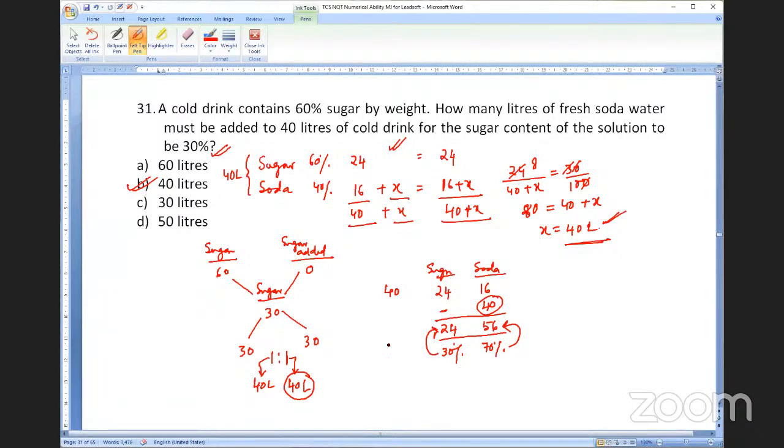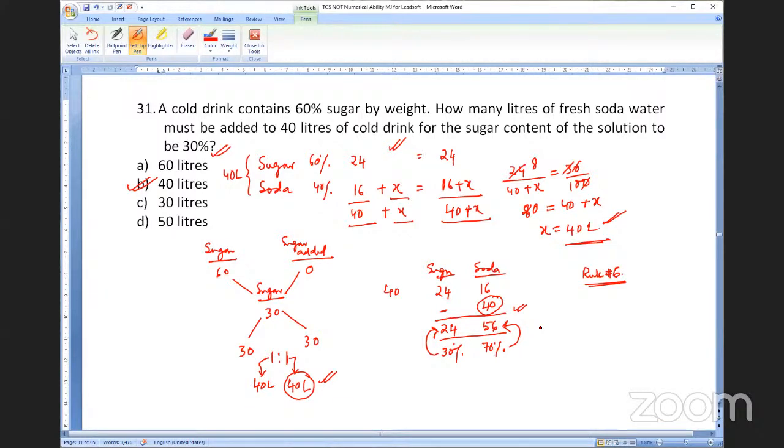So any of the methods you think fit: the basic algebraic method, the alligation method, or the simple tadpole method. All these methods, you can practice a lot if you follow our rule book. In rule number 6, jungle rule, mixtures and alligation, you will get all these things. Link will be there in the description. Please follow it.